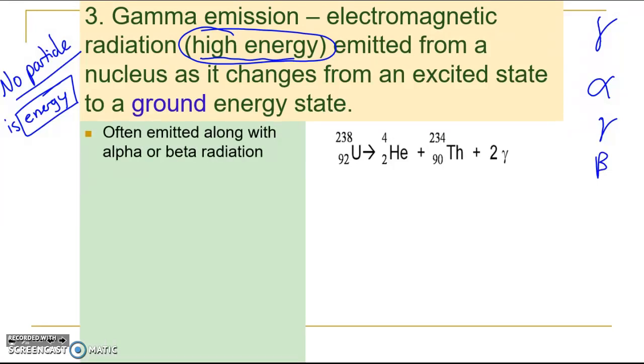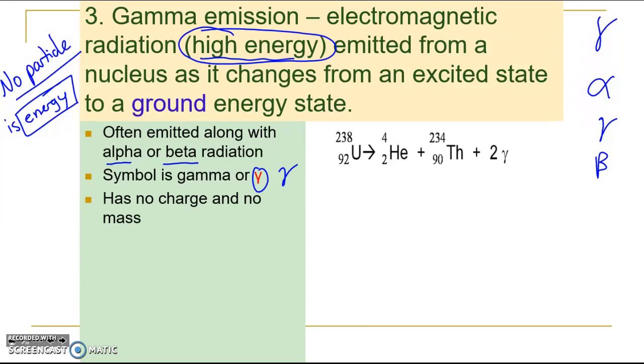Often emitted along with beta or alpha. So sometimes gamma can be a side product of the first two types of radiation we learned. The symbol is like a capital Y. I like to add the little hook, maybe a little swish, kind of like you're drawing birds, like you did as a kid. It has no charge and no mass.